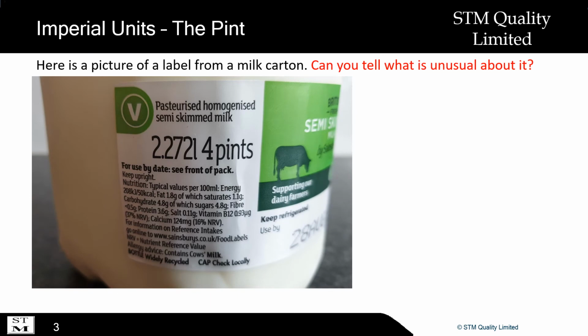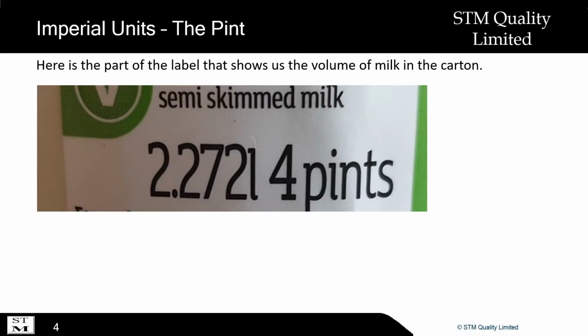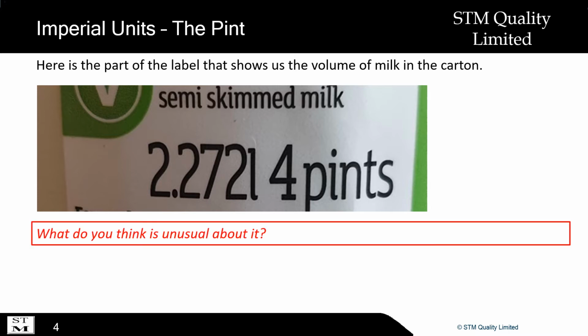Here is a picture of a label from a milk carton. Can you tell what is unusual about it? Let's take a closer look. Here is the part of the label that shows us the volume of milk in the carton. What do you think is unusual about it?